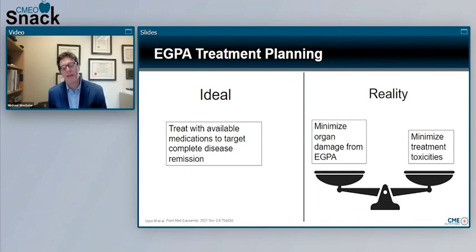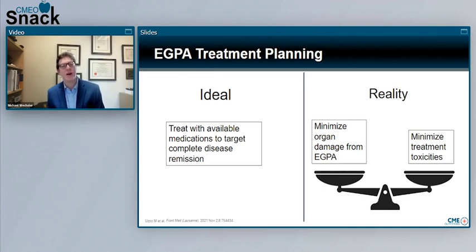I agree. I think the key word you use is balance. And we have to balance the benefits of the therapies with the risk of toxicity. We have to balance our goals of trying to achieve full remission on therapy with some of the challenges and complications of treatment.